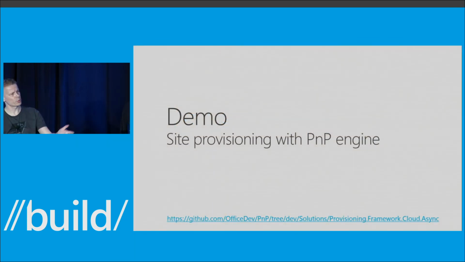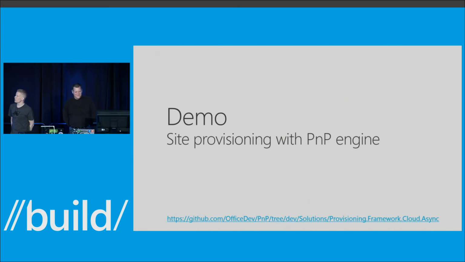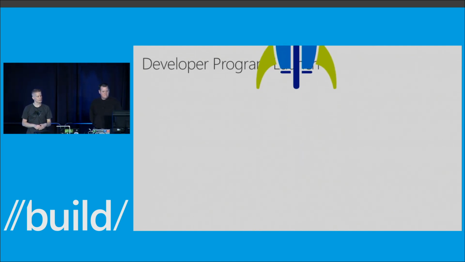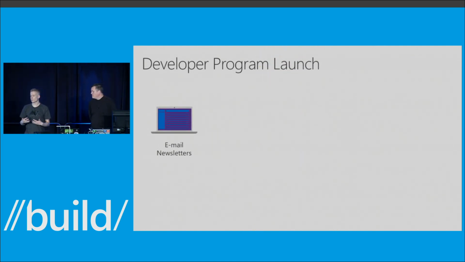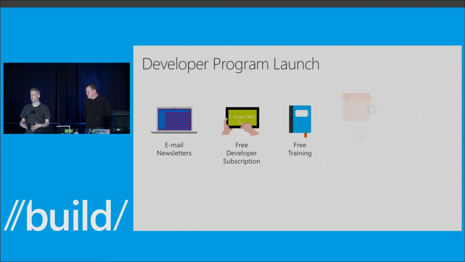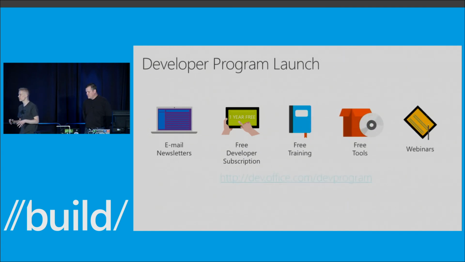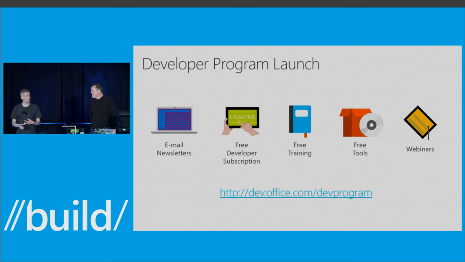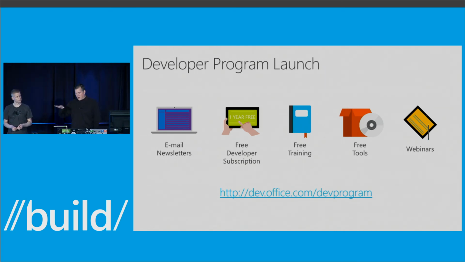Good. Back? Yeah, switching back because we're slightly running out of time. Well, not that much. We do have 50 seconds, so no worries. But anyway, I think the key point is that the CSOM is the future. The app model is definitely the future. As a developer, you really want to take advantage of our developer program. You want to go to dev.office.com/devprogram. There are newsletters and a free developer subscription. So if you don't already have one of those, it's a great way to develop for Office 365 without having to pay $99.